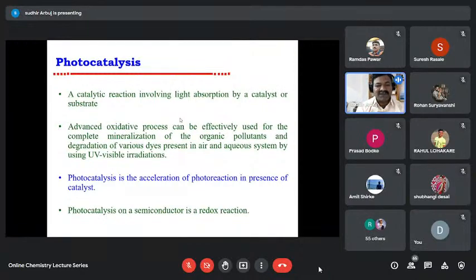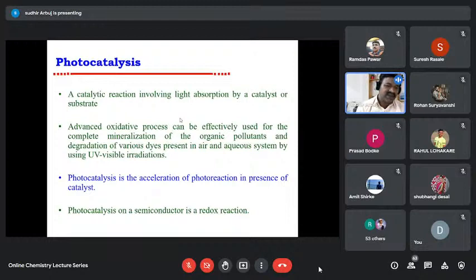What is meant by mineralization? Here mineralization means whatever pollutants are present in our atmosphere or water are completely converted into CO2, nitrogen and water. It is called mineralization. And what is degradation? Degradation means, suppose we have some toluene with a CH3 group, a methyl group, on benzene, and it is converted into another form. Whatever its original form, it is converted into another form. So it is called degradation.